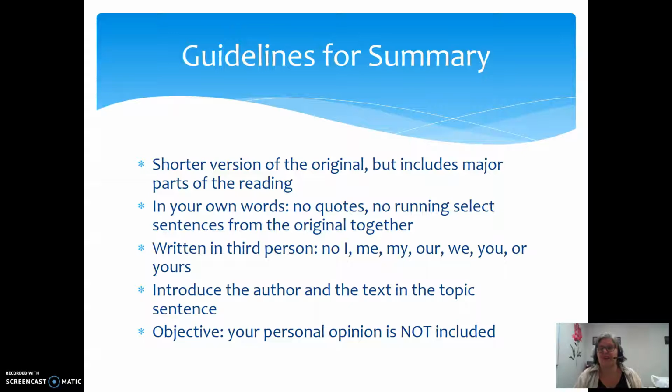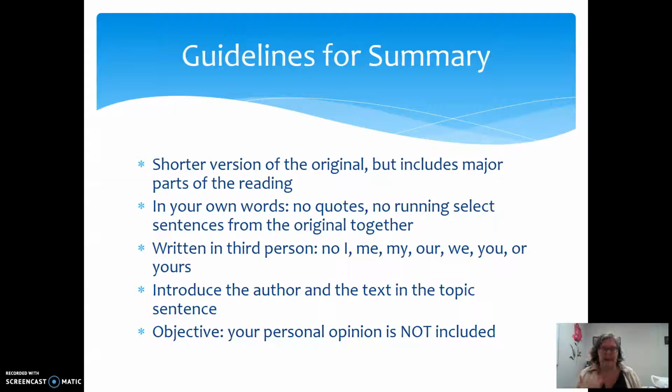This should be written in the third person. All right, and the reason it's in third person is you are explaining this is what the author said. And because of that, your pronouns are he, she, they. All right, so no I, me, it, it, I suppose, but you wouldn't refer to people as it. So no I, me, my, our, we, you, yours.